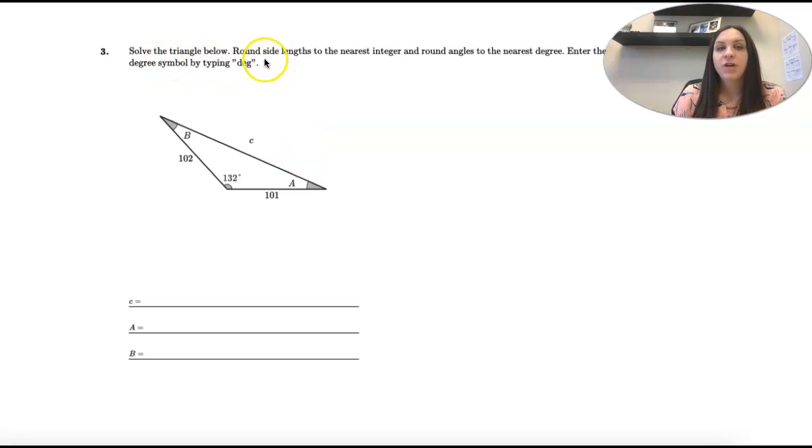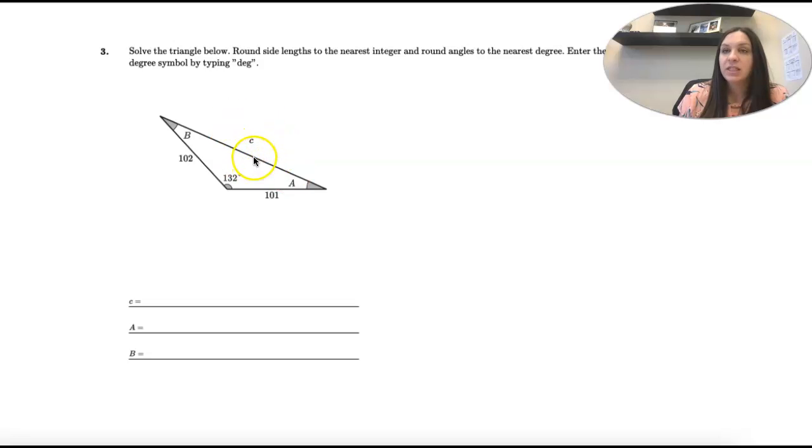So we want to solve the triangle, and we're going to round side lengths to the nearest integer and angles to the nearest degree. Okay, so we have a triangle, we know 2 sides and 1 angle. So we're going to start by solving for this third side. And we're going to use law of cosines because we have side, angle, side.